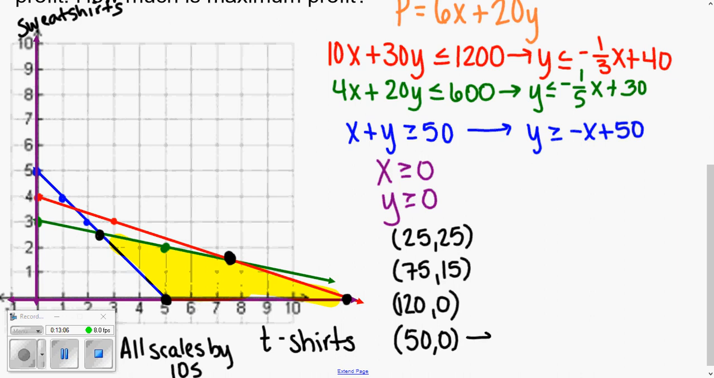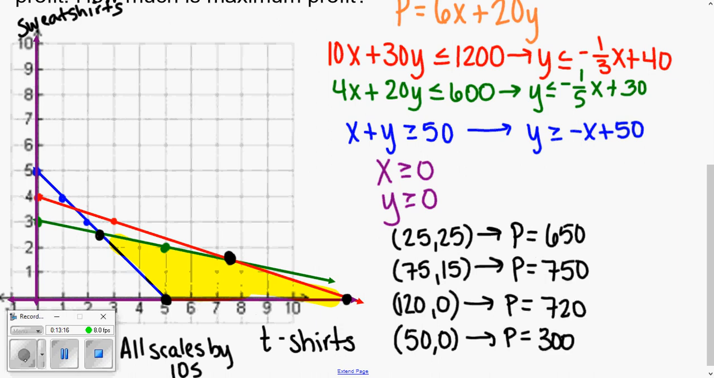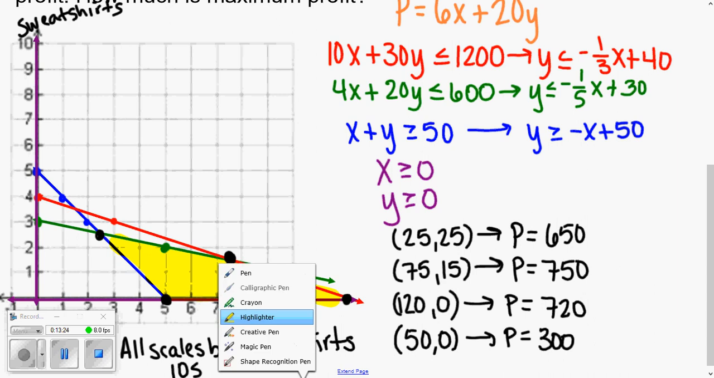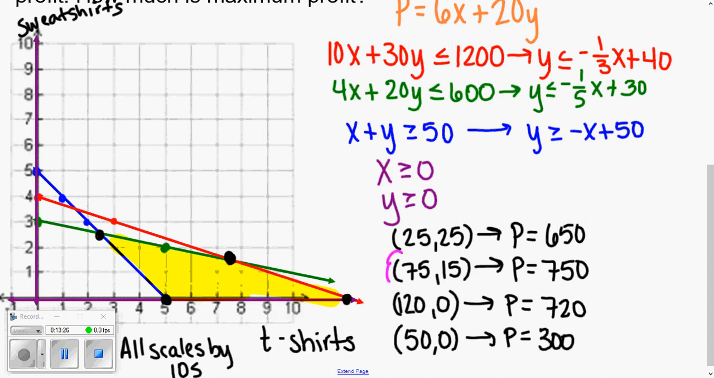So again, please take a second, pause the video, and evaluate our objective function, which I had written above, 6x plus 20y, and find the profit for each. If you take a second and you look over the values that we have for our objective function, it looks as though our maximum profit is going to come from the ordered pair 75, 15.